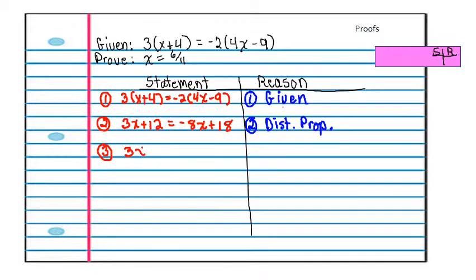So I'm going to have a 3x here. The 12 obviously moved off. The negative 8x over here. And 18 take away the 12 is going to leave me with a positive 6. Very good. And we got to say the reason why that we were able to do that.